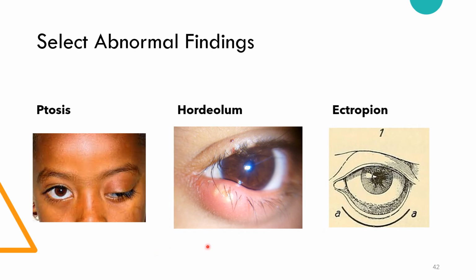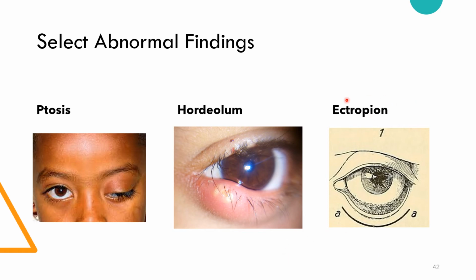In the middle, we have a hordeolum, sometimes known as a stye. So here we can see this very large growth on this person's lower eyelid. Sometimes these hordeolums are external, and sometimes they are internal, and they cause great discomfort for the patient.